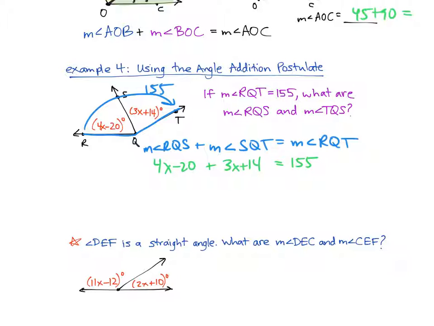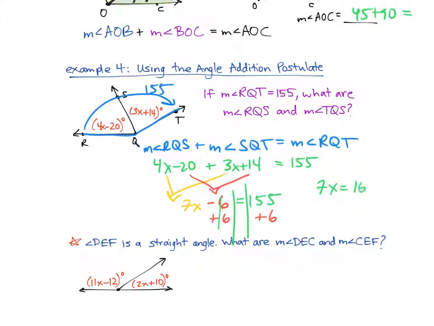So now we just get to do algebra. Yay! Combine like terms. We have a 4x and a 3x. They combine to be 7x. We have a negative 20 and a 14. They combine to be negative 6. And they equal 155. Let's make our railroad tracks, and undo this minus 6 to get x alone. The opposite of minus is plus, so plus 6 on both sides. These cancel, so we get 7x equals 155 plus 6, which is 161.